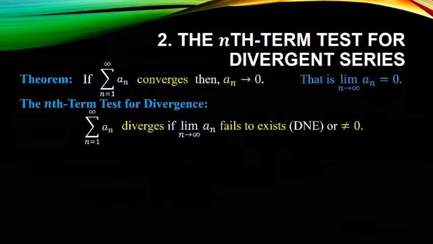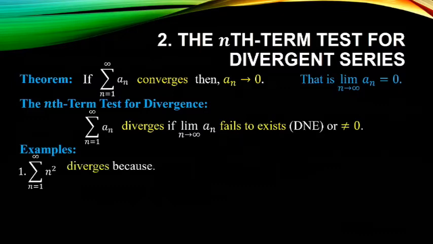Example: the series of n squared, where n is from 1 to infinity. It diverges because as n increases, n squared keeps increasing. So its limit is positive infinity, which means the limit does not exist.